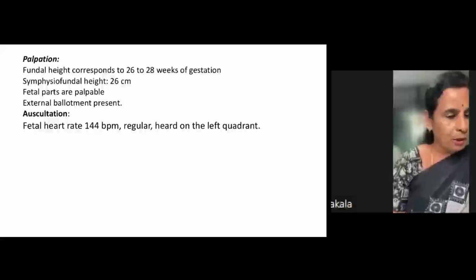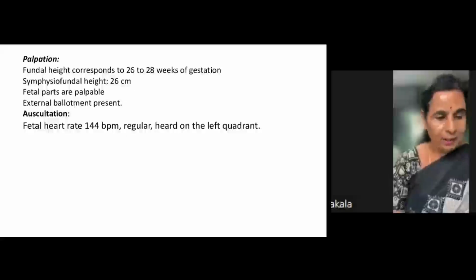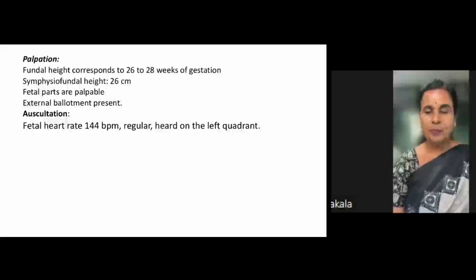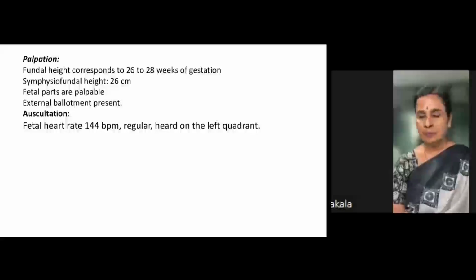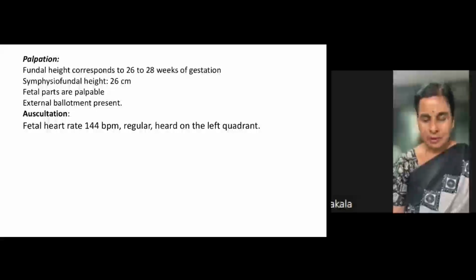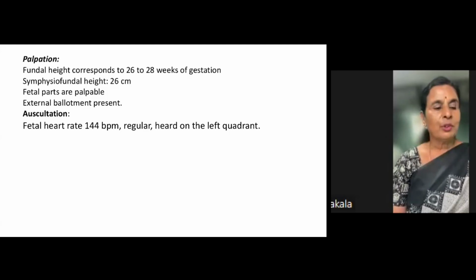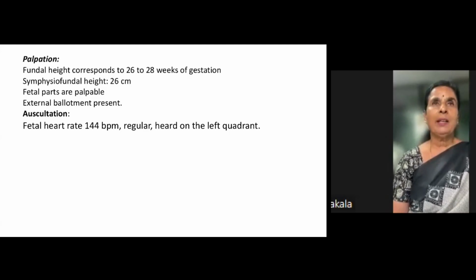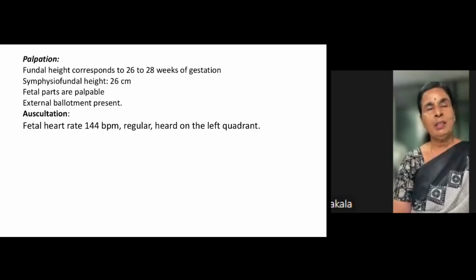And you have also written 144 beats per minute, regular. Can you comment on this? Ma'am, usually a fetal heart rate from 100 to 160 is considered normal. Anything less is known as bradycardia, more is tachycardia. You said you have written regular. Good. Normally, it is usually regular. Very rarely, the fetal heart can also be irregular.